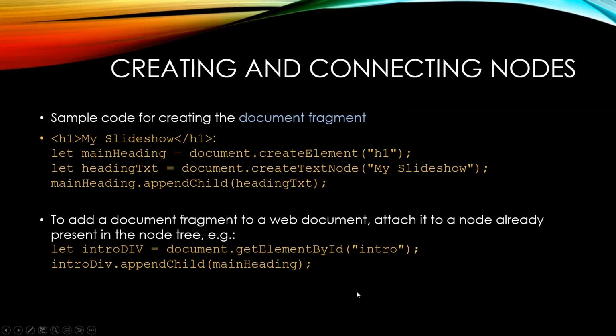To add a document fragment to a web page, attach it to a node already there in the node tree. So here, intro div is get element by ID intro. And then once we get the element that we want out of the HTML by using this first line, we can then append to it whatever we need to.